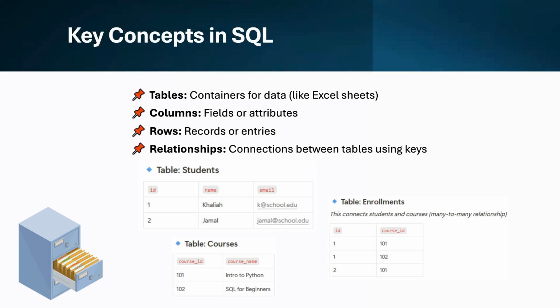Here's a mini example. We have our students table. We have our columns with the ID, the name, the email. And we have our rows with the one, Kalia, and the k@school.edu. Here's another table with courses, whose columns are course ID and course name. And then the table of enrollments is to connect both of them, students and courses.